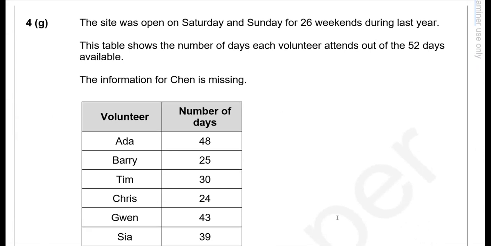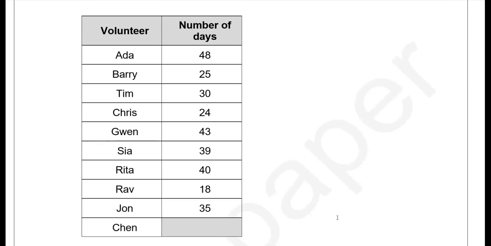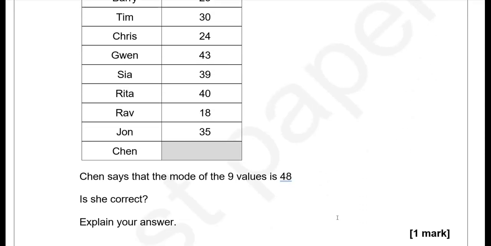The site was open on Saturday and Sunday for 26 weekends during last year. This table shows the number of days each volunteer attends out of the 52 days available. The information for Chen is missing. Chen says that the mode of the 9 values is 48. Is she correct? Explain your answer.